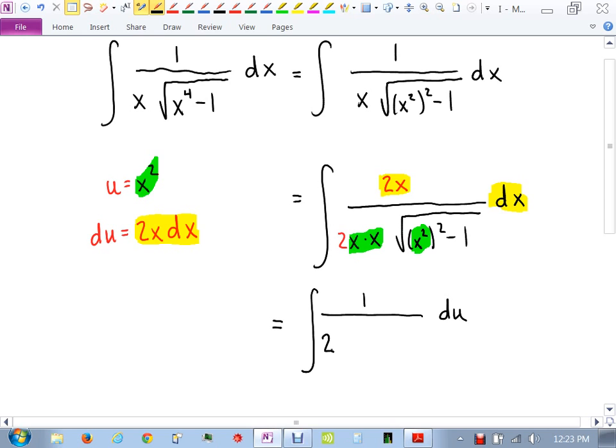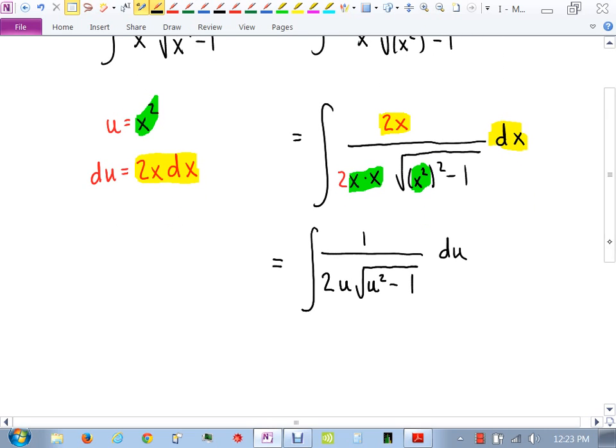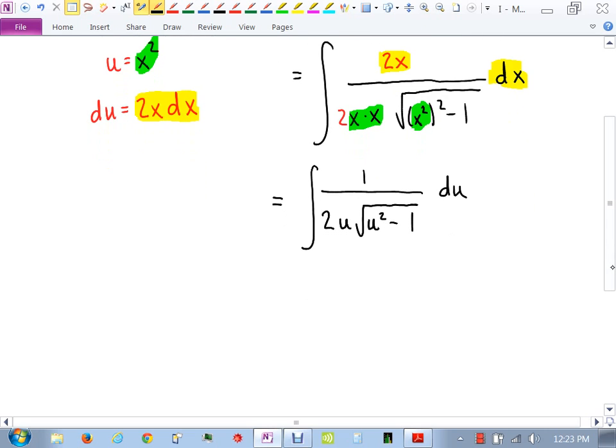The x squared is the green, that's u. Square root of u squared minus 1. There we go. Now that looks uglier than what we had before, but look at your formula sheet, pull out the 1/2 here. You have a formula for this here.